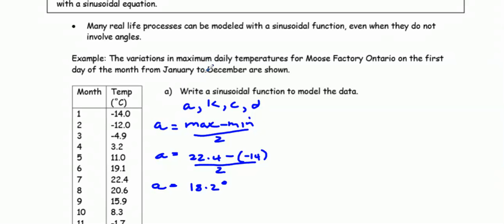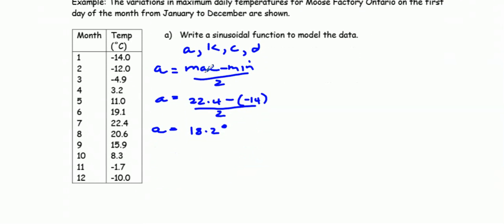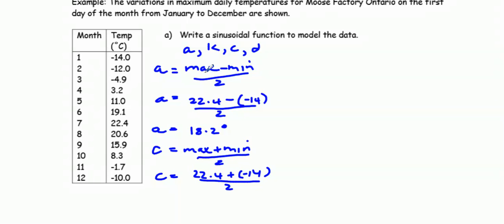Let's find our C. Our C is just max plus min divided by 2. And that's going to be 22.4 plus negative 14 all over 2. So that is 8.4 divided by 2, which is, oopsie, 4.2 degrees. Okay, next we're going to find the D.